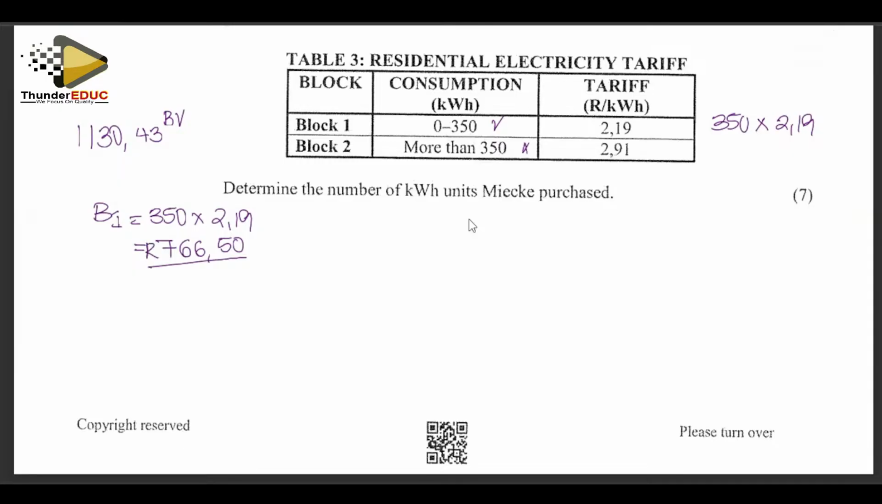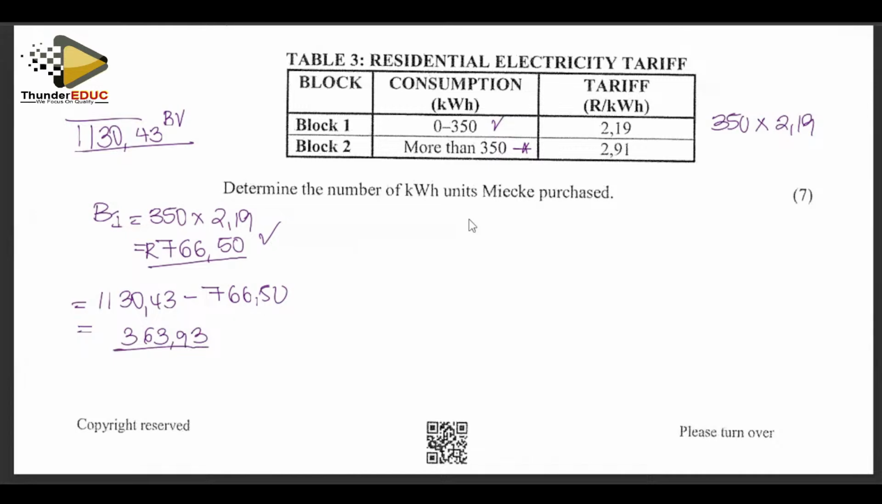That means he went to block number 2. So what are you going to do? You take the money that he paid minus the amount for block number 1, and whatever remains came from block number 2. We subtract that and remain with 363 rands 93. So this comes from block number 2.